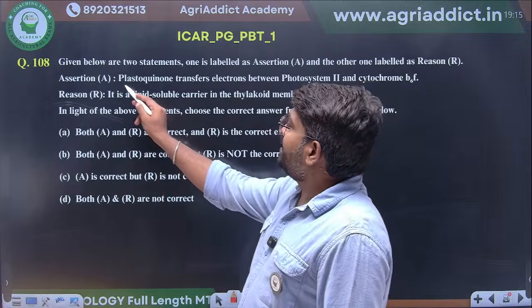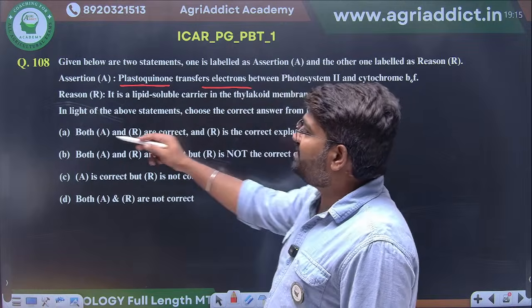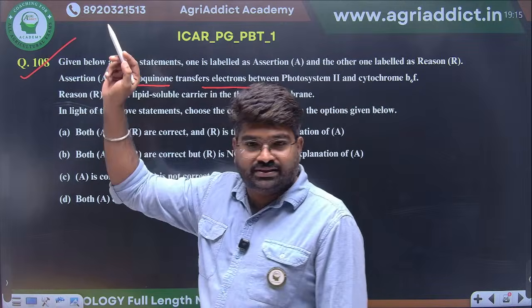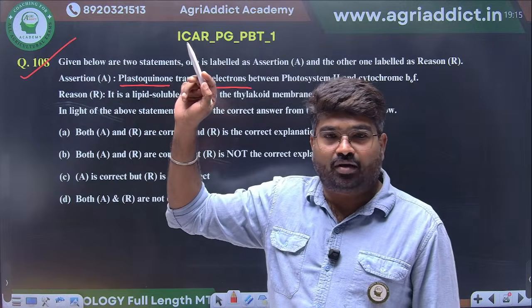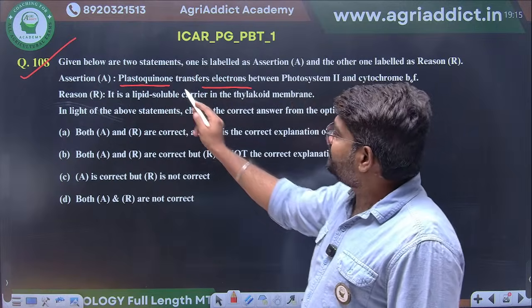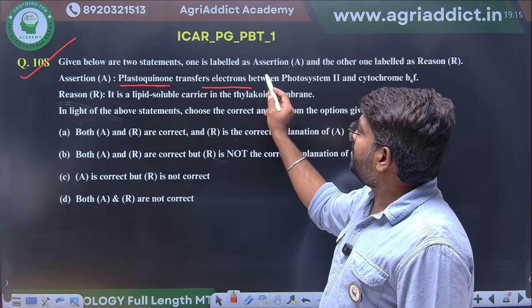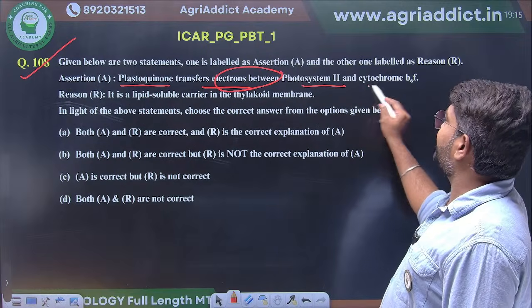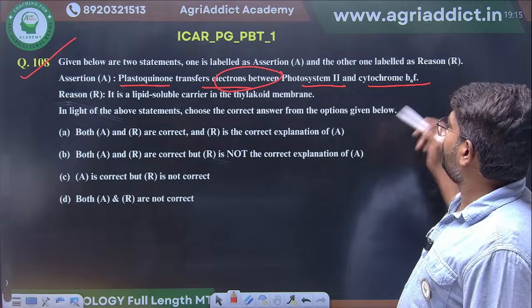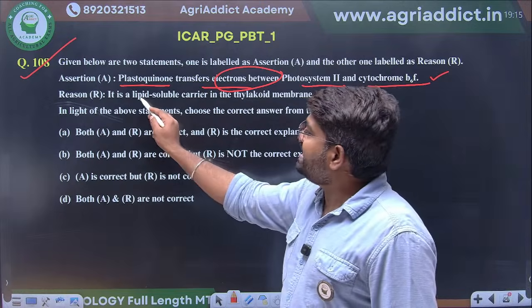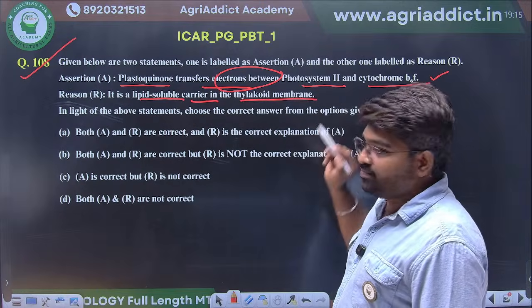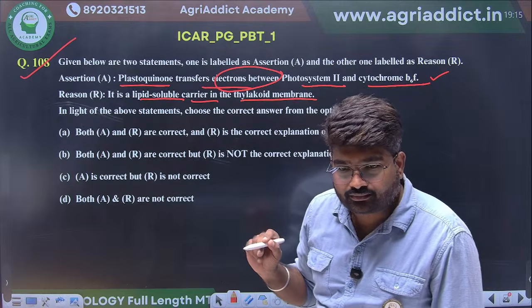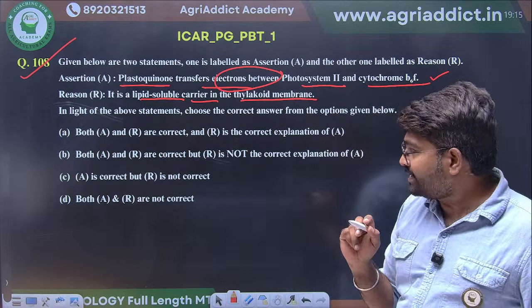Next question. Plastocyanin transfer. We already saw this one. This is a simple question about light reaction. Plastocyanin transfers electrons between photosystem 2 and cytochrome b6f. This is correct. It is a lipid soluble carrier in the thylakoid membrane.